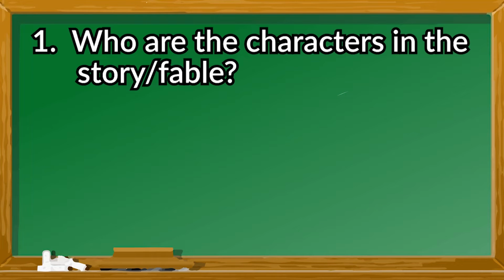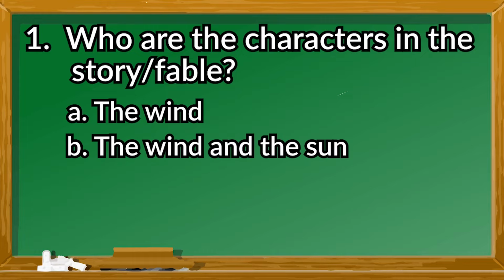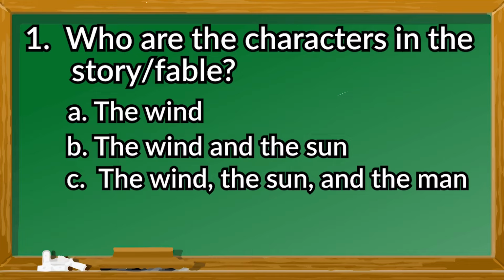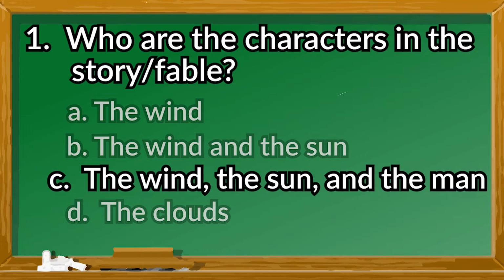Number 1. Who are the characters in the story or fable? Letter A, the wind. Letter B, the wind and the sun. Letter C, the wind, the sun, and the man. Letter D, the clouds. The answer is letter C, the wind, the sun, and the man.